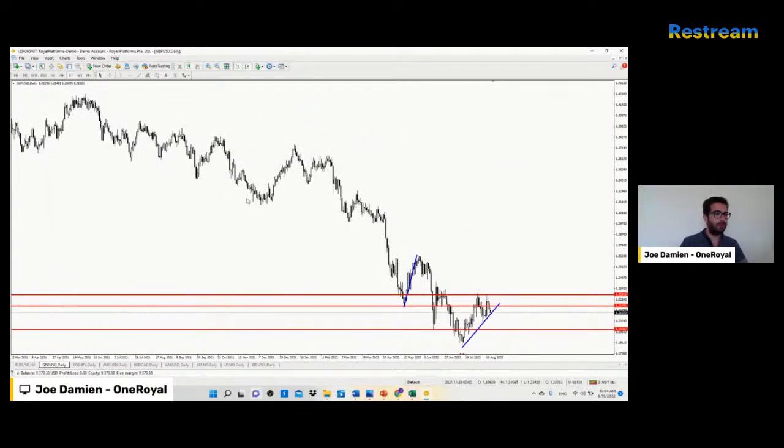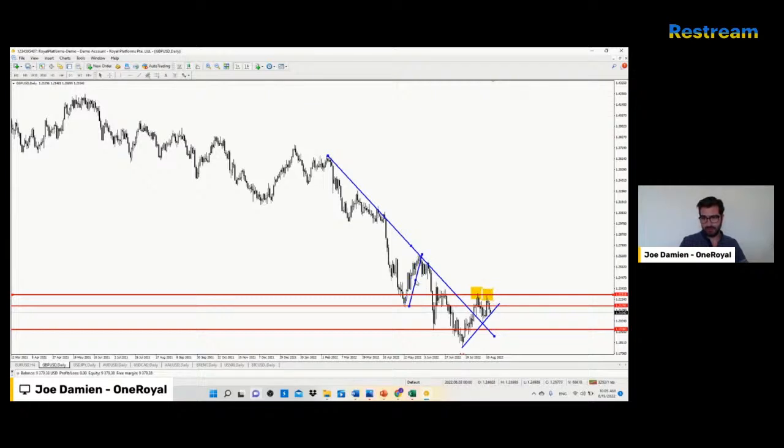GBP USD, also we are in a clear downtrend. You can apply the same principle that we talked about for the Euro USD. Here the market tried to move to the upside, but it failed. It faced a strong resistance and posted a double top, and the market moved to the downside.